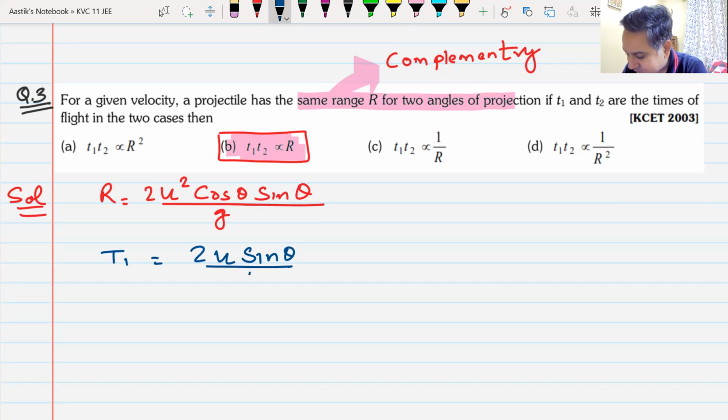Do we understand this? Let me talk about the second time of flight. That will be for an angle 90 minus theta. So instead of theta, I put 90 minus theta. I will get T2 as 2 u cos theta by g.